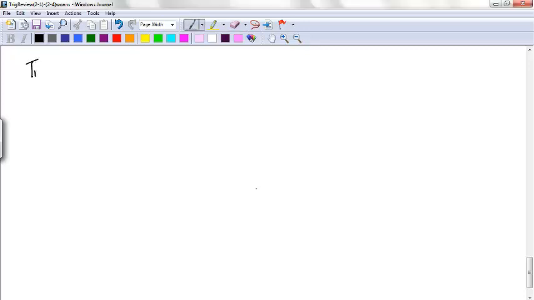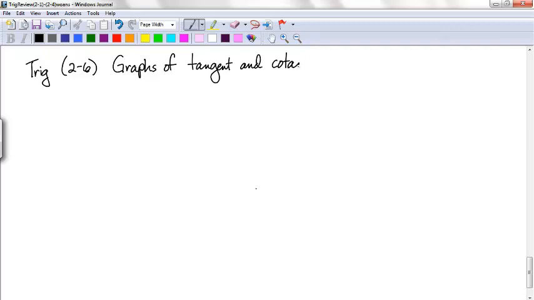Okay, so we're going to look at graphs of tangent and cotangent. We've already done the graphs of sine and cosine. Now we're going to do the graphs for tangent and cotangent. And these are also functions. The original 6 trig graphs are functions. That means they all pass the vertical line test. Okay?